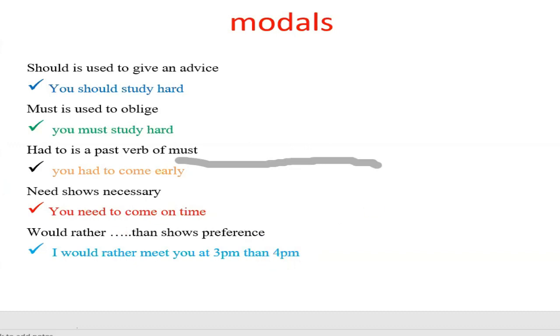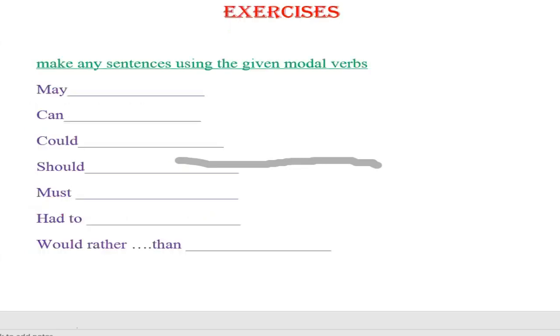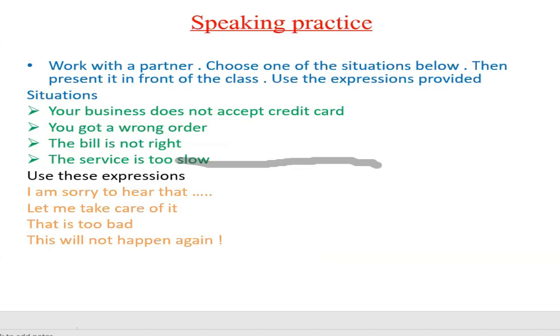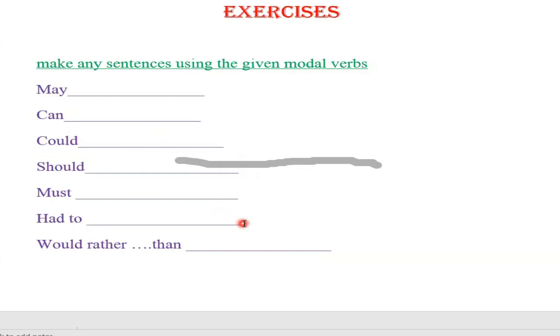That's it. Let me give you classwork. This is a classwork for you. You can do this one, please. I give you 4 minutes. You can do it. It's very elementary, very simple.